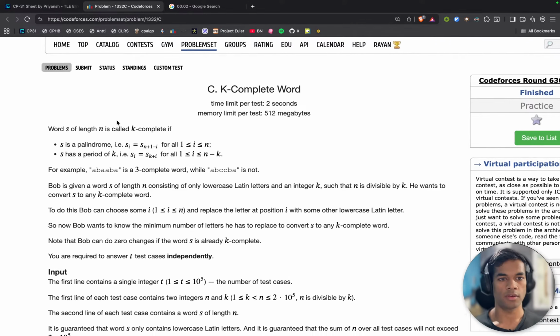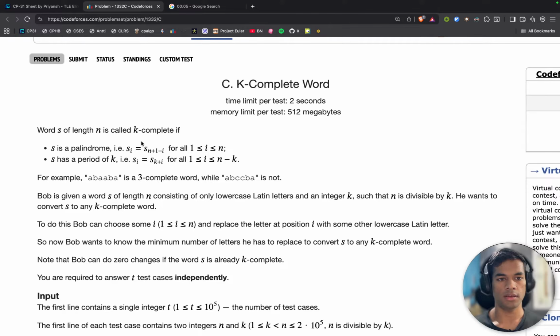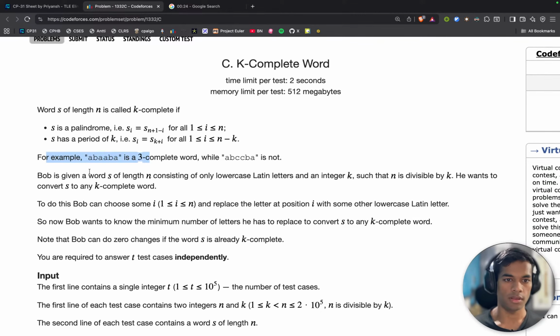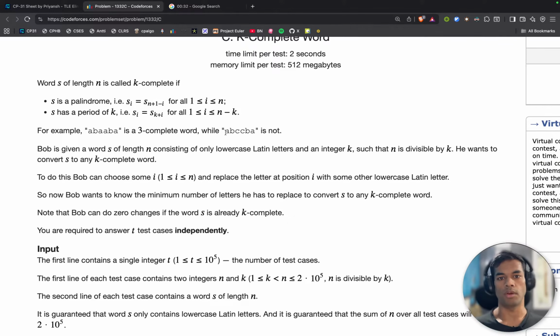A word S of length n is called K-complete if S is a palindrome, and S has a period of K, that is S_i equals S_{k+i}. This is kind of the same thing there. For example, ABA is a palindrome and the period is 3. Is it 3-complete? ABCA is not, because there is no period. Makes sense.